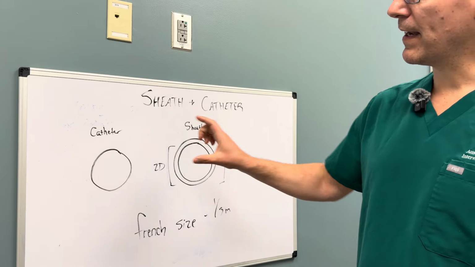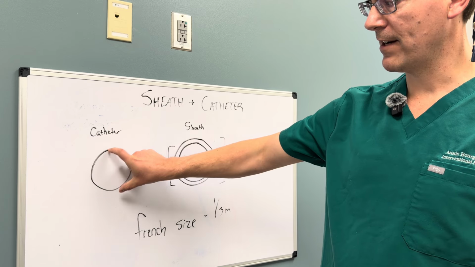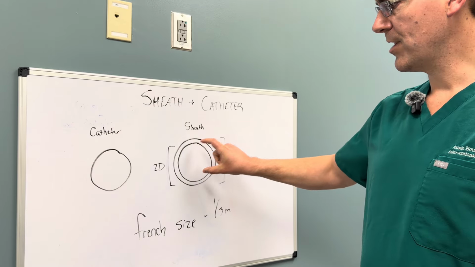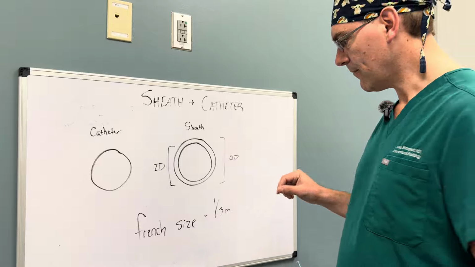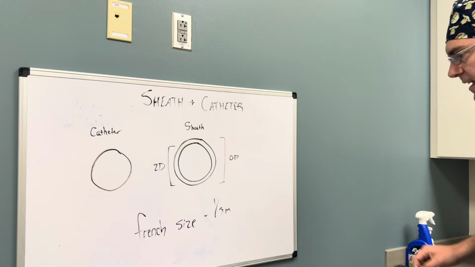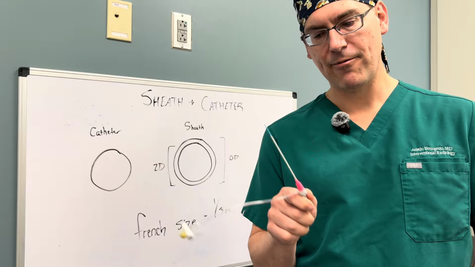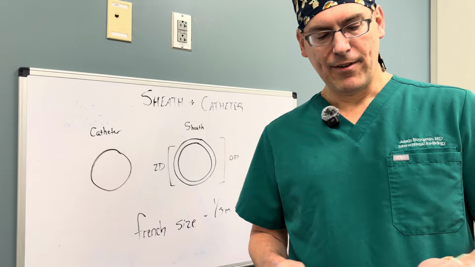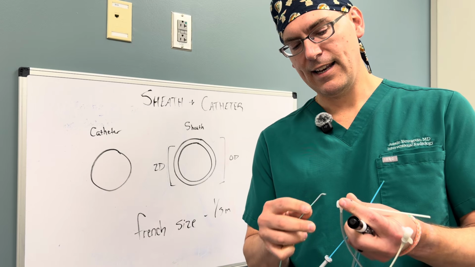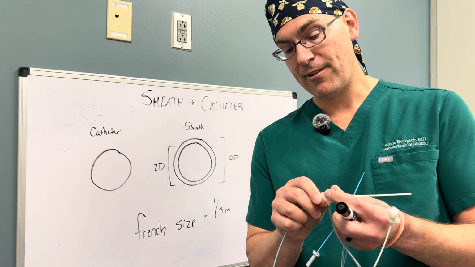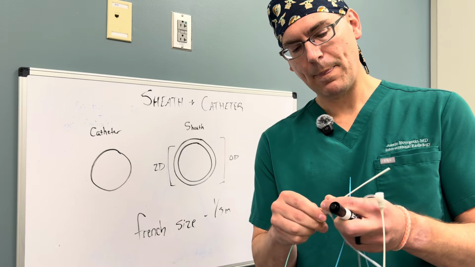So to review, the catheter size, the outer thickness of the catheter, is the French size. The sheaths are denominated based on what catheters they will allow. The only exception to that is what we refer to as a radial or slender sheath, which I have right here. I have a 5 French slender sheath here, and because it's a 5 French sheath, it will accommodate a 5 French catheter, which is going through here.